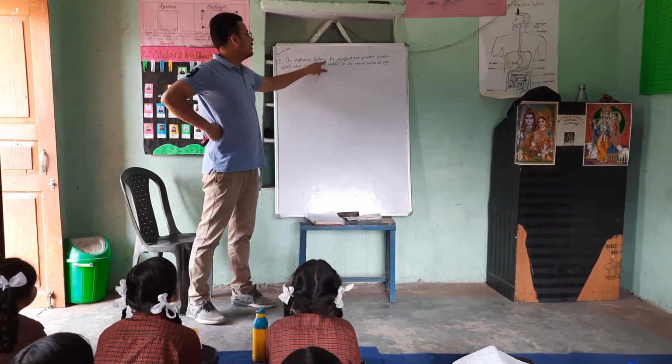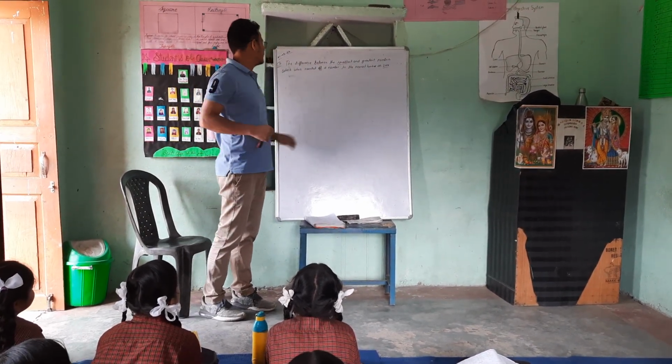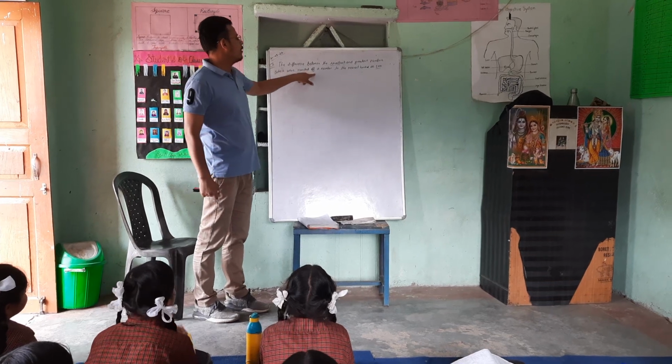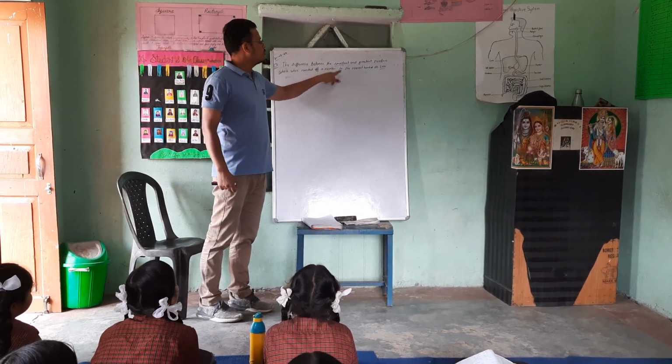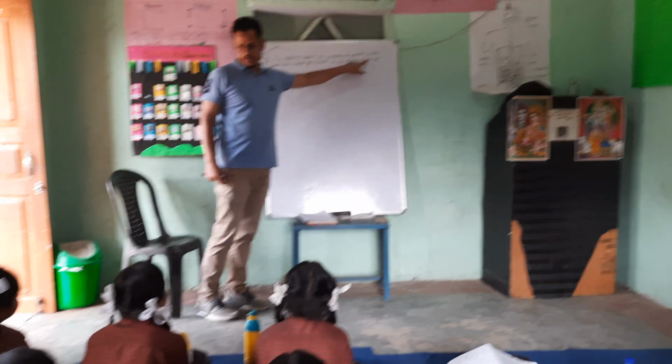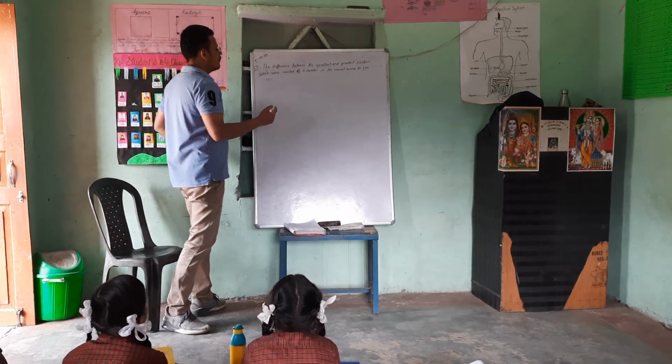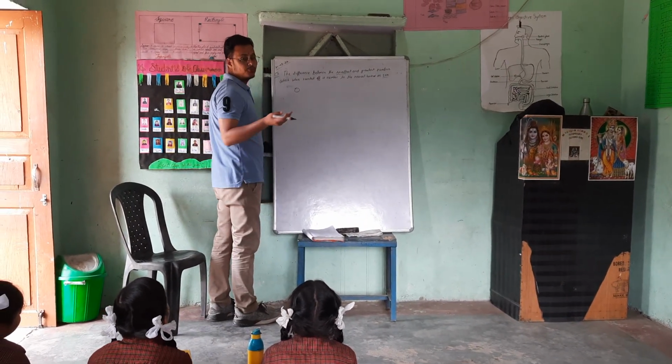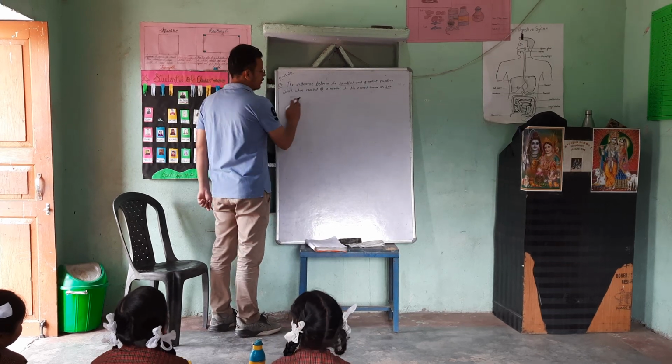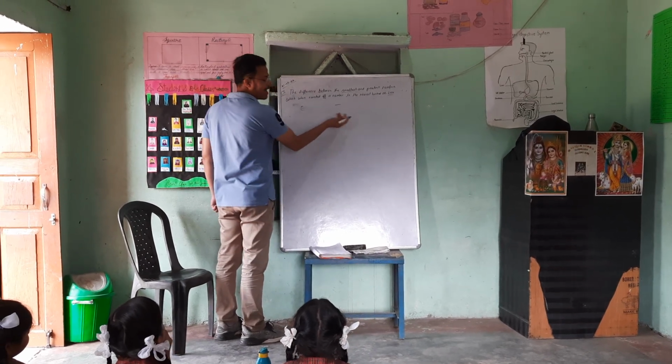The difference between the smallest and the greatest numbers which, when rounded off to the nearest hundred, is 200. Means you have to find the difference. Difference means you have to subtract. You have to subtract two numbers. And what are the numbers?